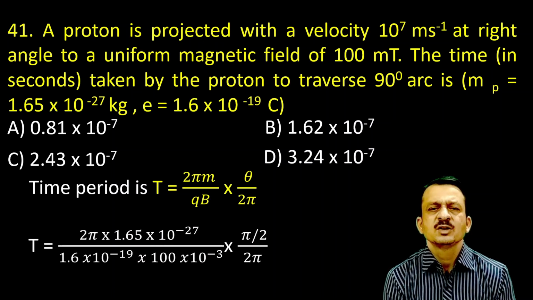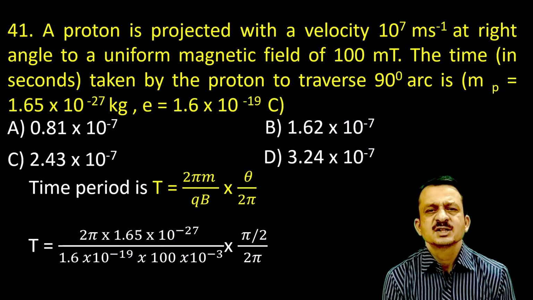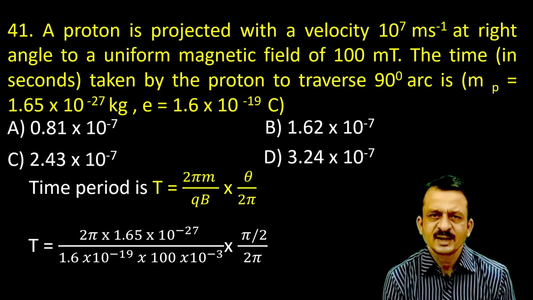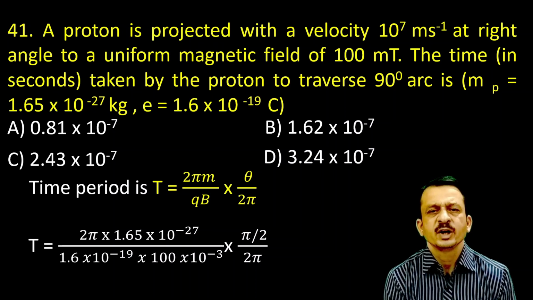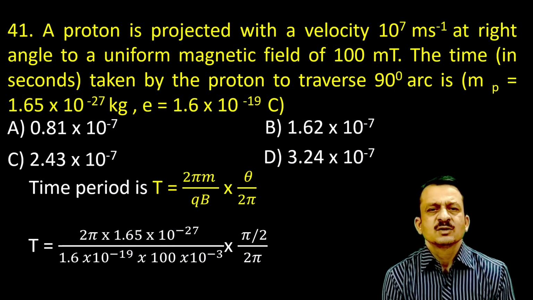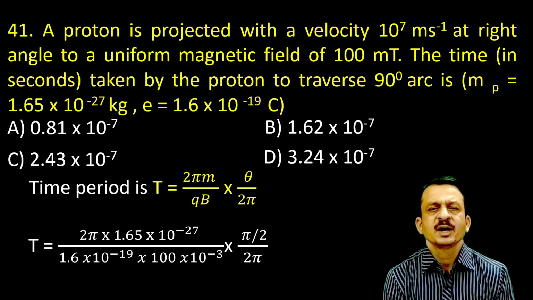So substituting the values, 2 pi into m value, which is given as 1.65 into 10 raised to minus 27. The denominator, charge is given as 1.6 into 10 raised to minus 19, into the magnetic field, which is 100 millitesla, therefore 100 into 10 raised to minus 3, into theta which is pi by 2, divided by 2 pi. Pi gets cancelled and 2 gets cancelled. In the numerator we have pi. If you substitute the value of pi, 3.14. In the denominator we have 1.6 into 10 raised to minus 19 and 2, that is 3.2.